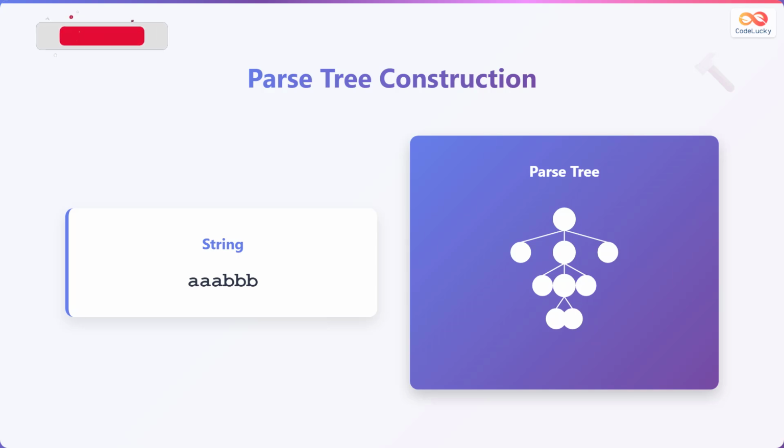Consider constructing a parse tree for the string aabbb, using our example grammar. The root of the tree would be S. From S, we have branches to a, S, and b. The S node then expands to a, S, and b again, and so on, until we reach the terminals a and b at the leaves of the tree. This tree visually represents how the string is derived from the grammar.